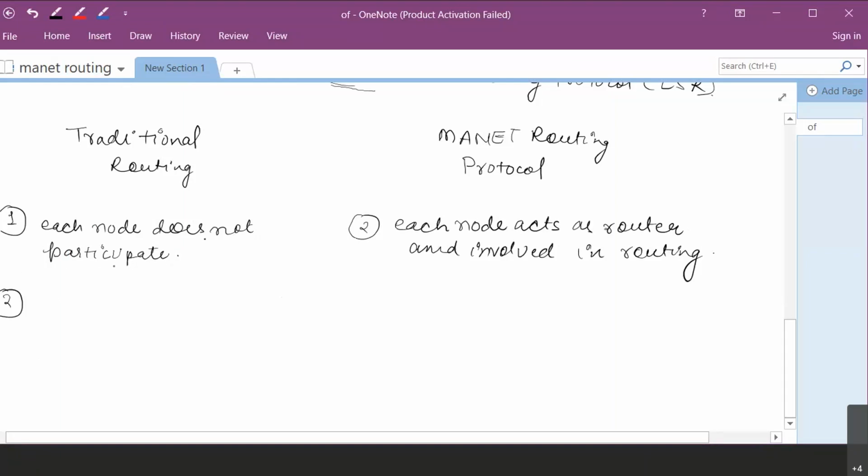So why is it successful? Because each node does not participate, and the performance of the DVR protocol was good in traditional routing. The reason was that the topology is static. Topology is not getting changed. But in the case of a managed environment, the topology is dynamic. So we have to involve each node.